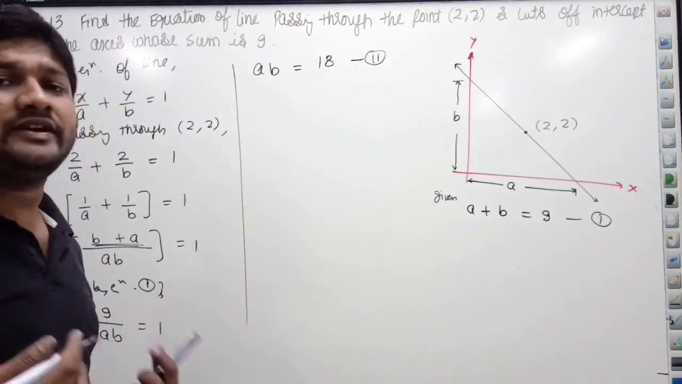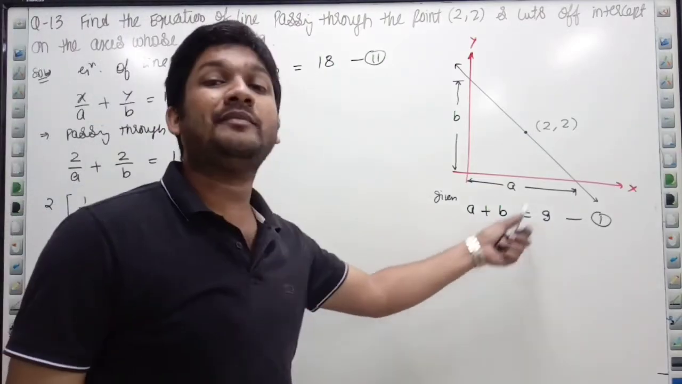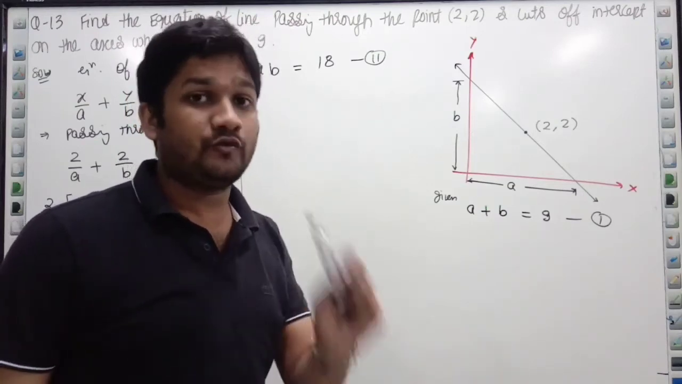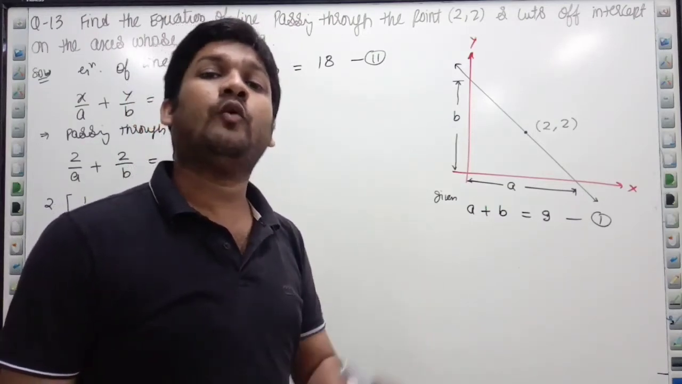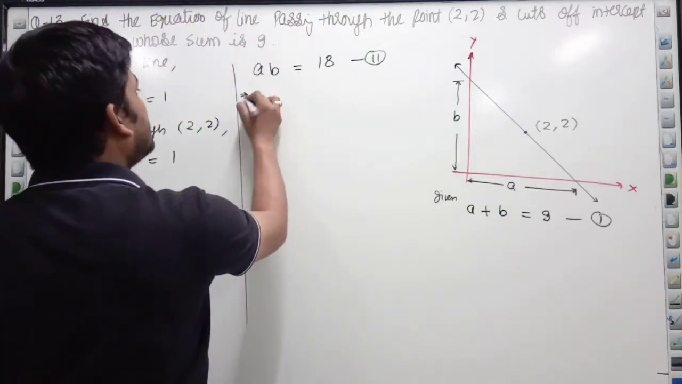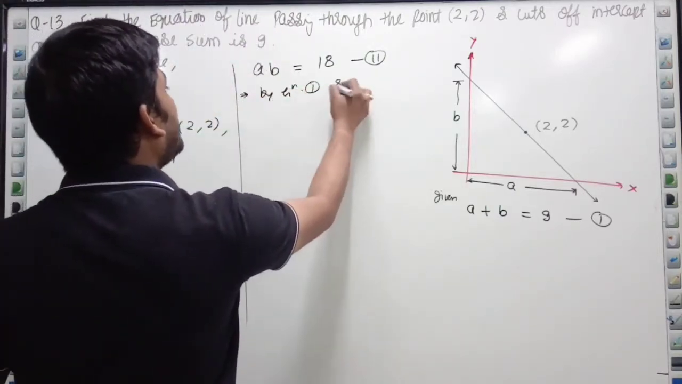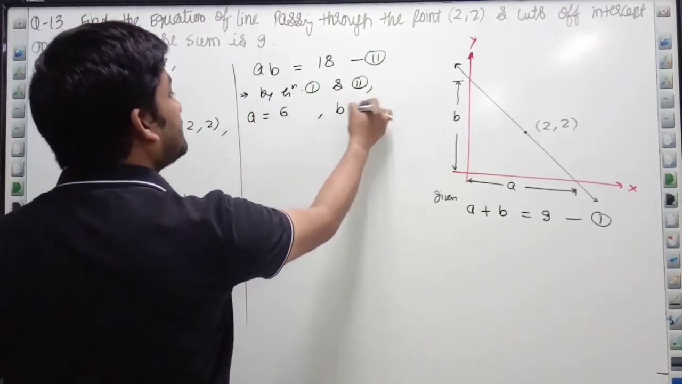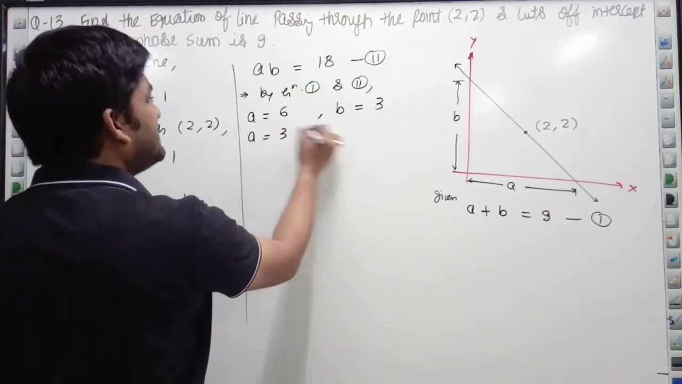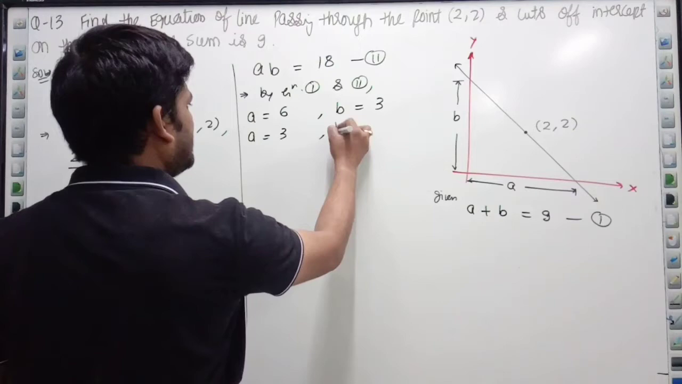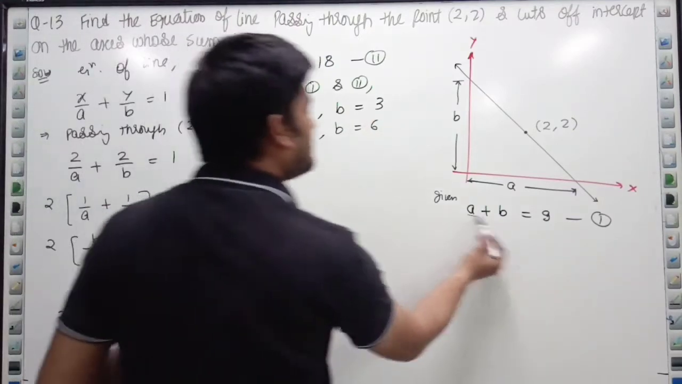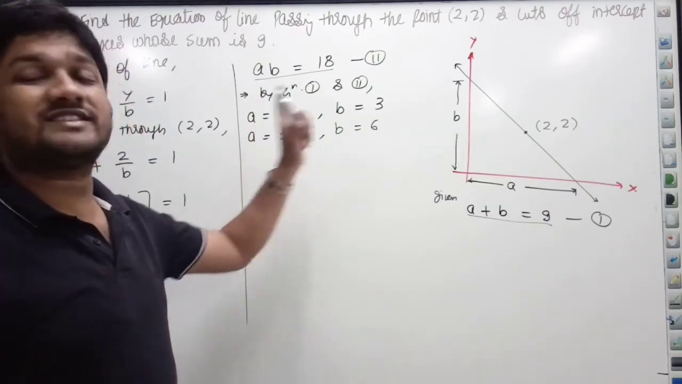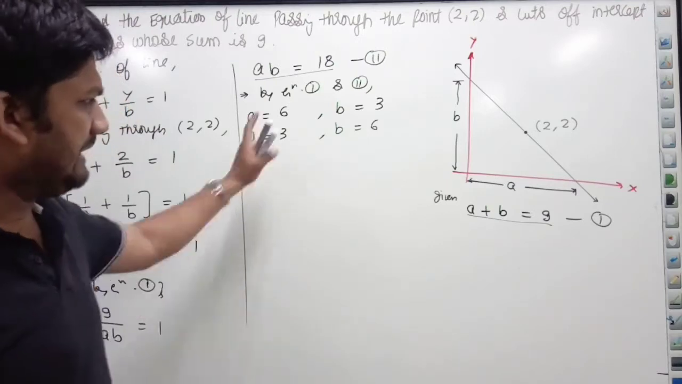Now you can also do it directly. Two numbers having sum 9 and product 18, what are the possible numbers? You can see by equation number 1 and 2, the first number is 6 and the second number is 3, or the first number is 3 and the second number is 6. You can easily say two numbers having sum 9 and product 18. So the sum is 9, the product is 18, so this is already possible. 6 threes are 18 and 6 plus 3 is 9. You can directly do this.